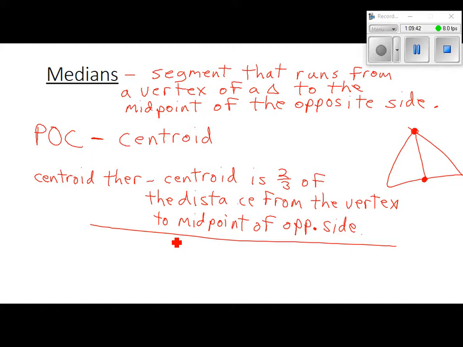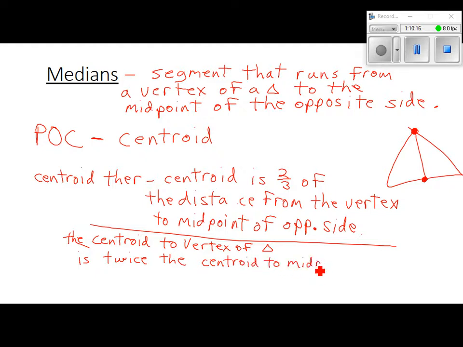Centroid theorem, better way to say it: the distance from the centroid to the vertex of a triangle is twice the distance from the centroid to the midpoint. And I know that might not make a whole lot of sense, but I'm hoping when I explain it here in a second, it'll go. Does that make any more sense? Simplify a little bit.